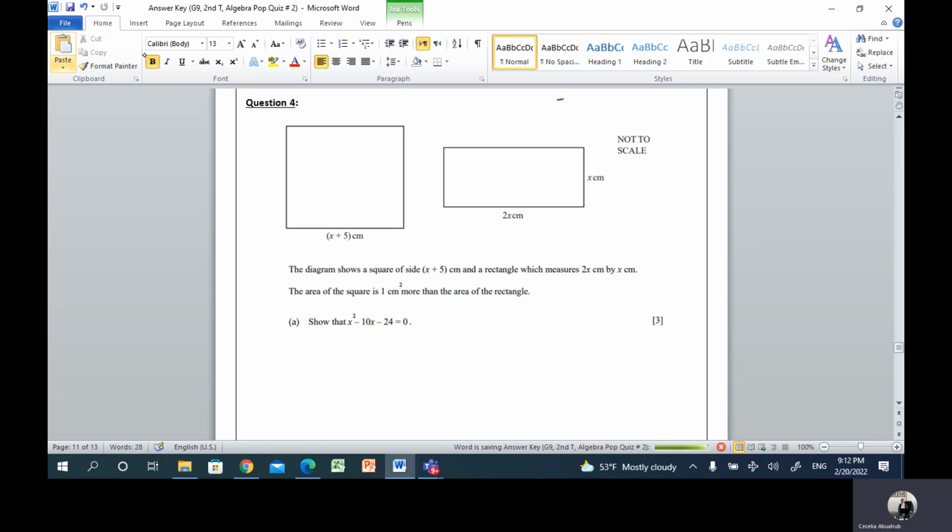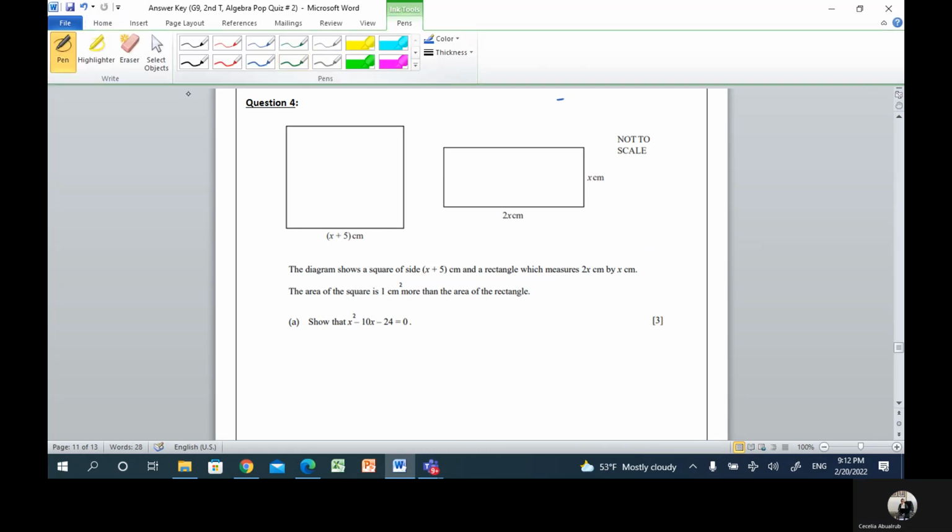I'm going to say here, let the area of the square equal S. Let the area of the rectangle be equal to R. Let's translate this statement here.